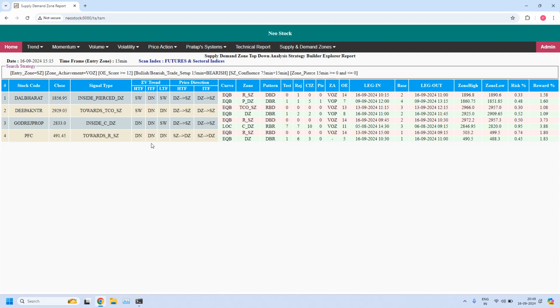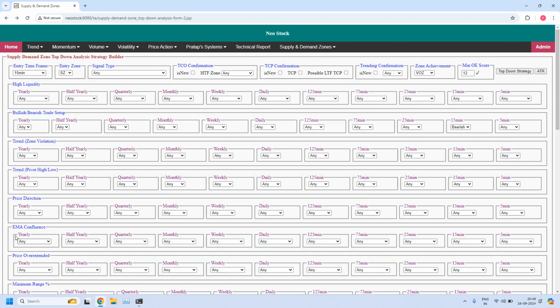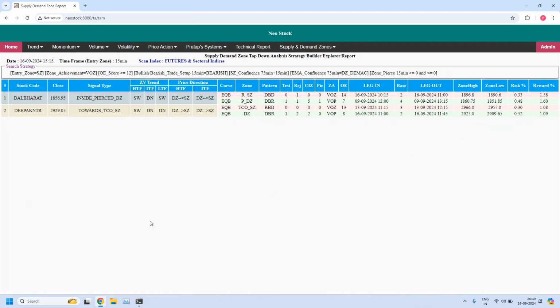And ITF trend is a downtrend, and if any of these stocks are having a daily EMA confluence, it is a high probability trade setup. 75 minute zone having daily EMA confluence. So in the EMA confluence, 75 minutes time frame, 75 minutes demand zone with daily EMA confluence. Let's verify. 2 stocks, and both these stocks might be having high probability trade setup.